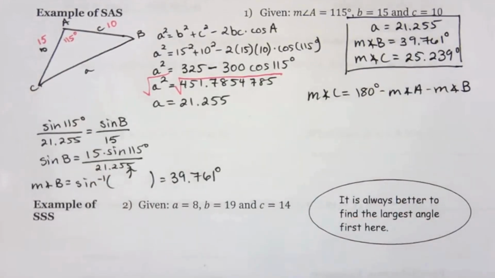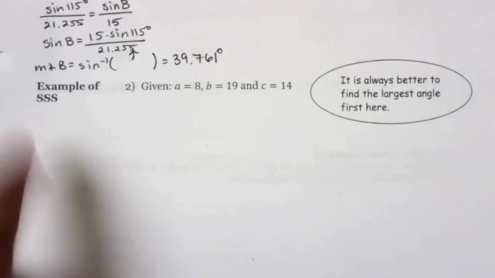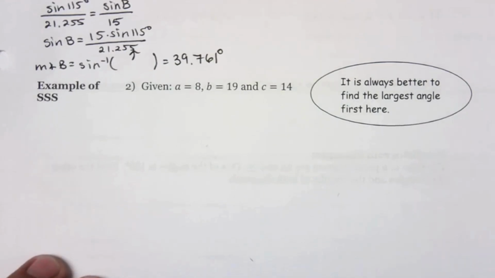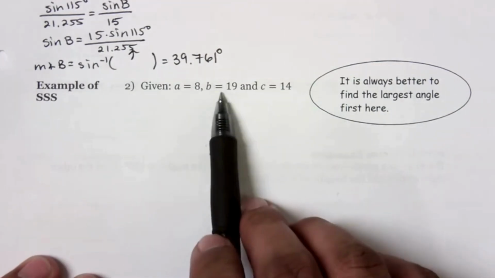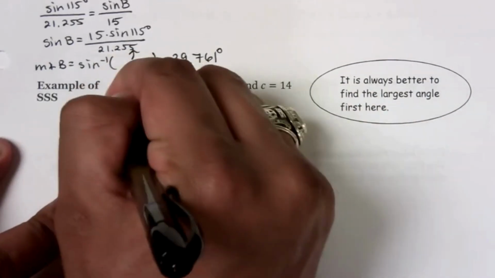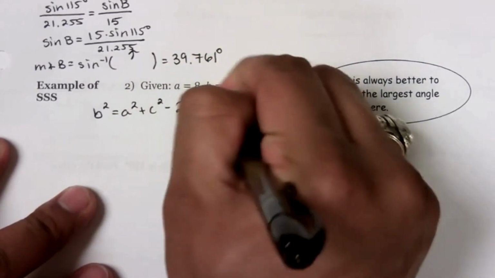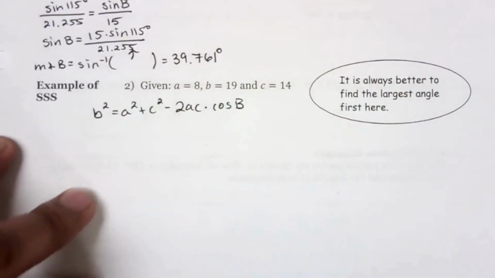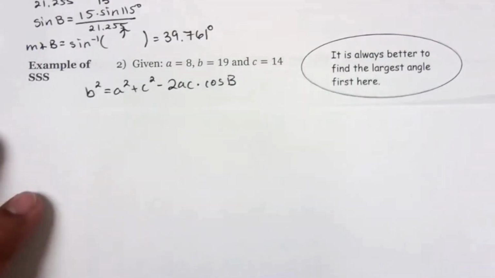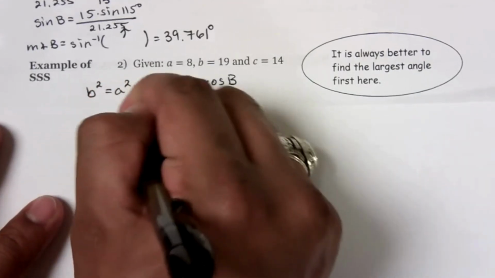Makes sense. So now, if you look at the next problem, we're given side, side, side. So we don't have any angle measures. We're going to need to solve this equation for cosine B. The one that's B squared equals A squared plus C squared minus 2AC times cosine B. I'm going to do this on a separate sheet of paper. You can copy this down if you want to. What I'm going to do is subtract the A squared and C squared on both sides.